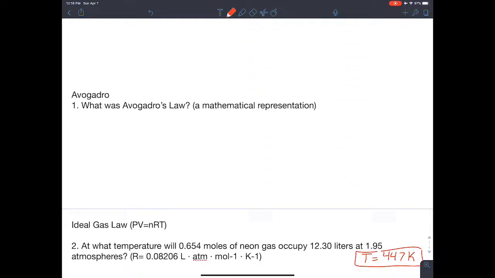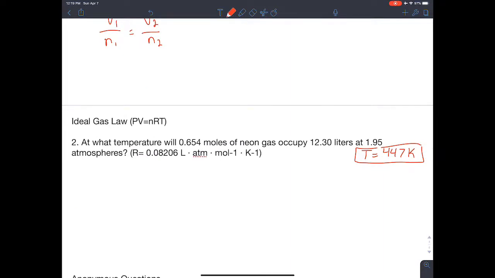Okay, Avogadro's law. So this is where we talked about how Avogadro talked about how volume of gas is directly proportional to the number of moles of a gas. Specifically, no matter what the gas is, if it's at STP, 1 mole will take up 22.4 liters. So we represent this with V1 N1 equals V2 N2. So when the number of moles goes up, the volume goes up, and that makes sense, right? We put more stuff in, it's going to get bigger.